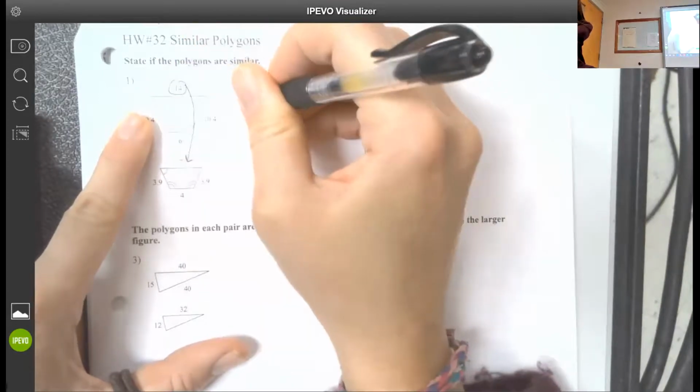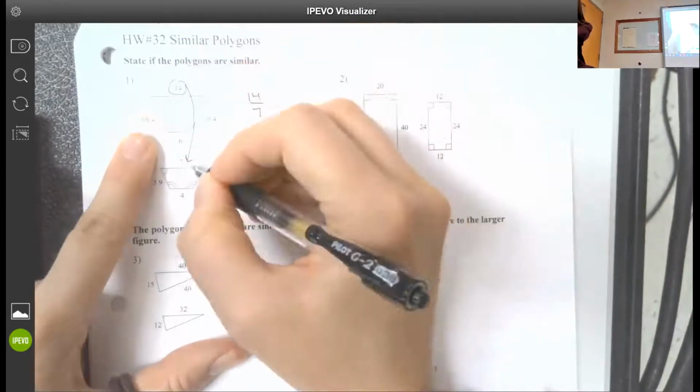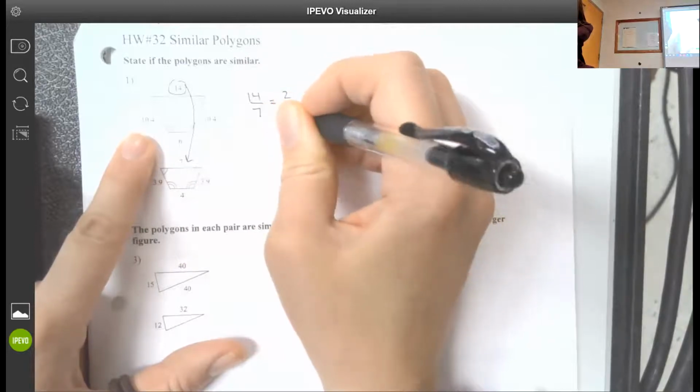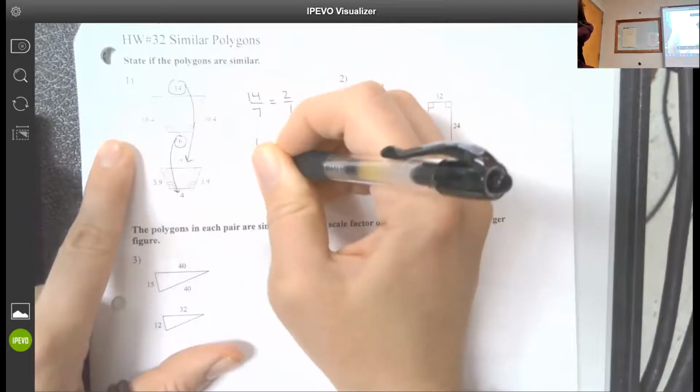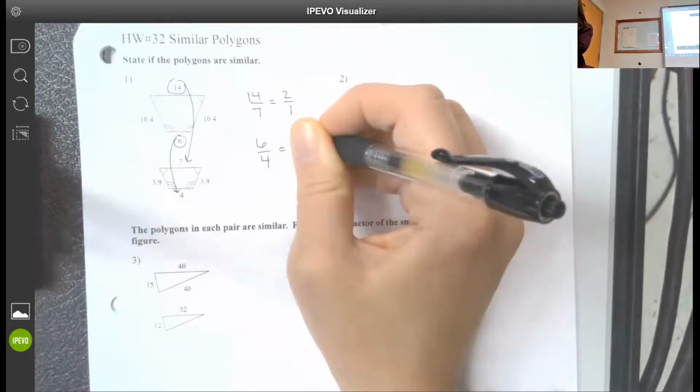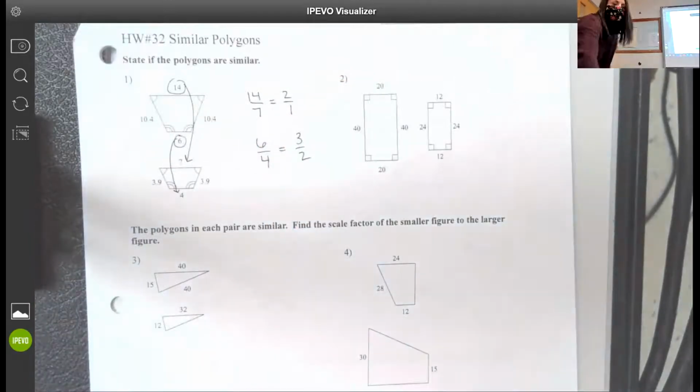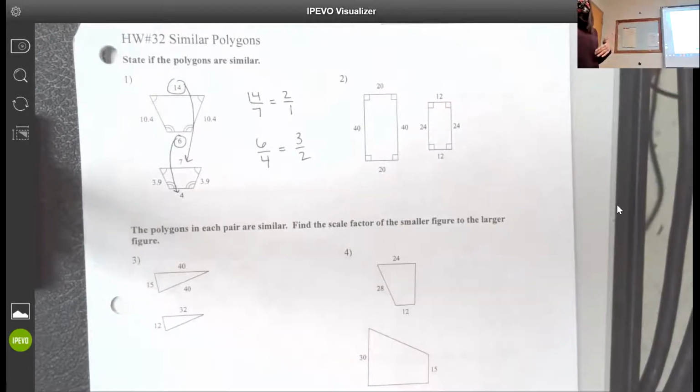If I look at 14 to 7, well, that reduces to 2 to 1. And then I look at 6 to 4, that reduces to 3 halves. I don't have to look at the decimal sides, because I already see that those sides aren't proportional. Does that make sense? If those sides were proportional, I'd have to move to the decimal side.